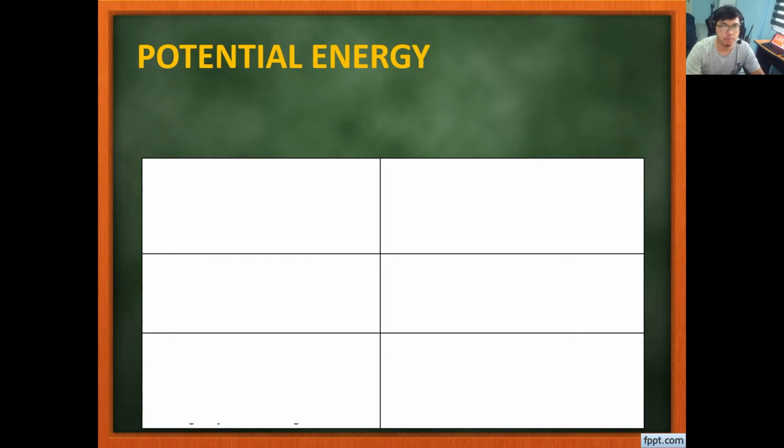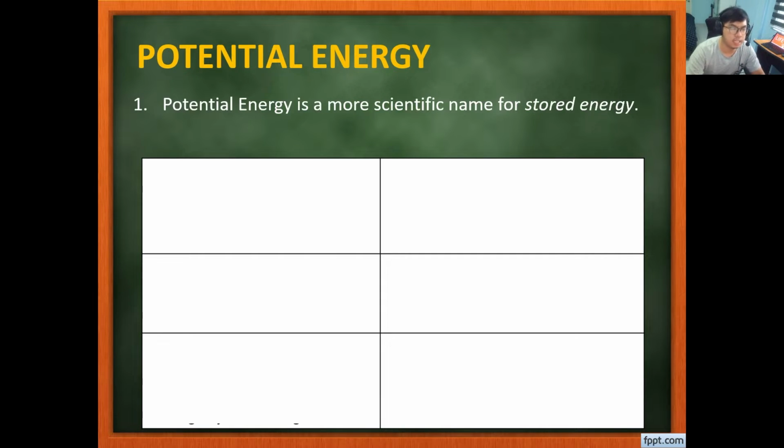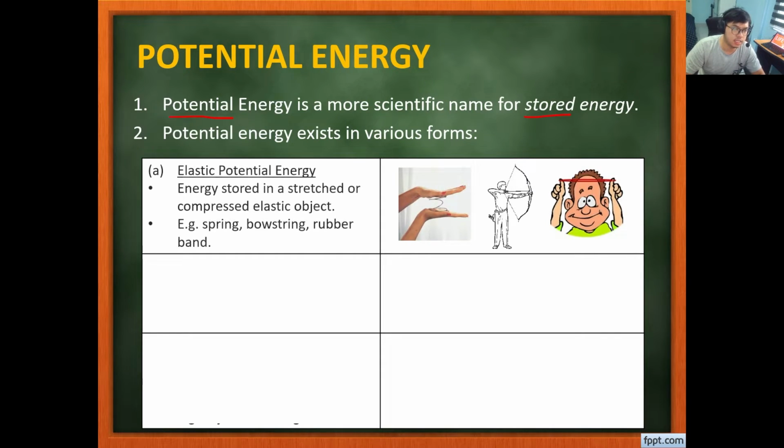Now we're going to talk about potential energy. Potential energy is just another name for stored energy, and potential means stored. There are a lot of different kinds of potential energy. We're going to talk about three in this lesson. The first is elastic potential energy. This is the energy stored in stretched or compressed elastic objects. So anything that is elastic, like a spring, a bowstring, or a rubber band, has elastic potential energy.